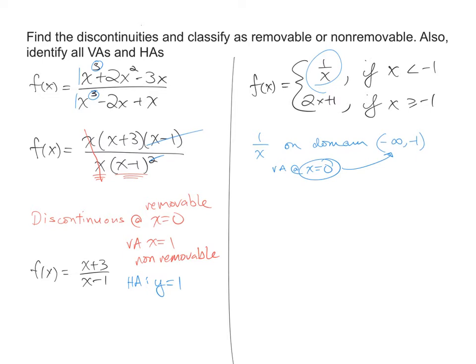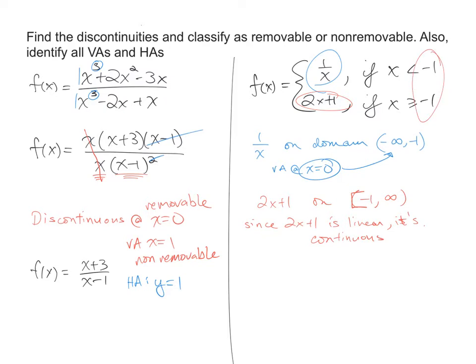So the first function is continuous on its interval, from negative infinity to negative 1. The second function is 2x plus 1 on the interval including negative 1 to infinity. And since 2x plus 1 is linear, it's continuous. So the only place that this function might not be continuous is when x equals negative 1.